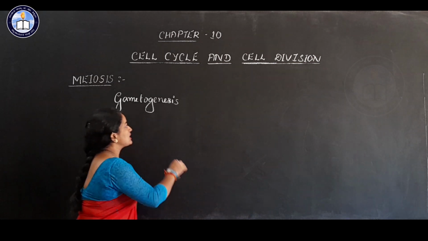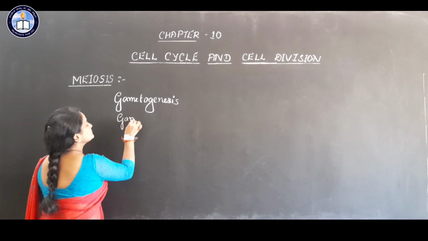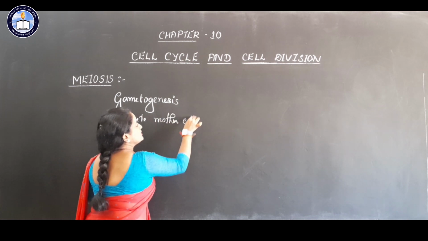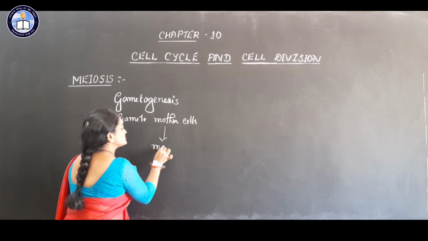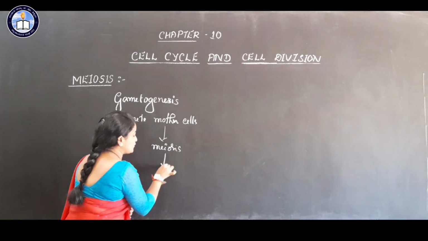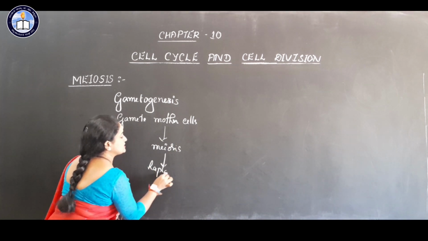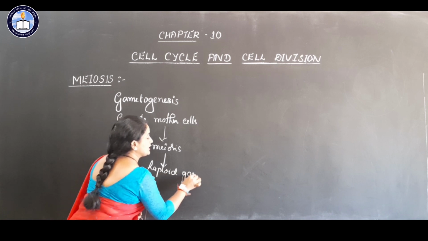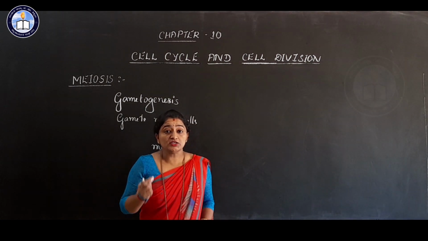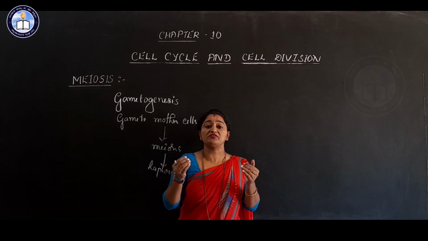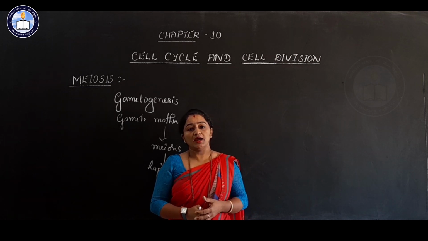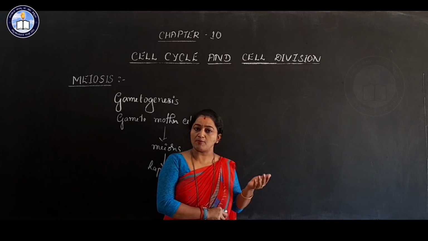Gamete mother cells undergo meiosis and produce haploid gametes. This meiosis ensures the haploid phase of the sexually reproducing organism in a diploid body. And after the meiosis, we get the haploid gamete.